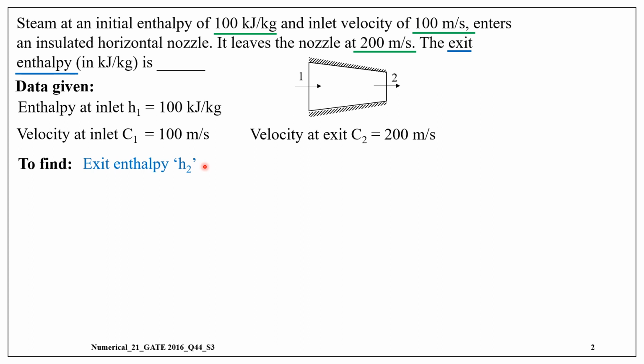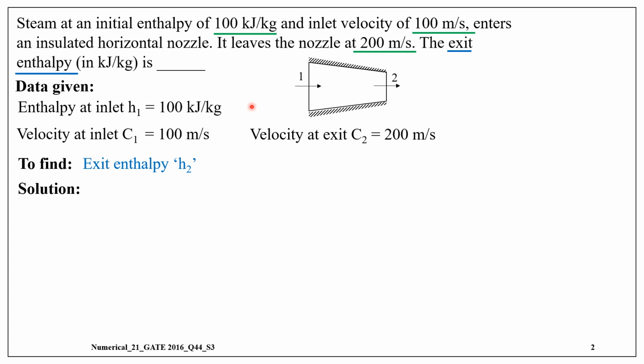Nozzle is a device which increases the velocity of the fluid flowing through it. Compare the velocities: 100 initial, final is 200. So there is an increase. And in this problem, we need to find the final enthalpy at which the steam leaves. Initial enthalpy is 100 kilojoules per kilogram. So what change has the enthalpy undergone when it flows through the device?